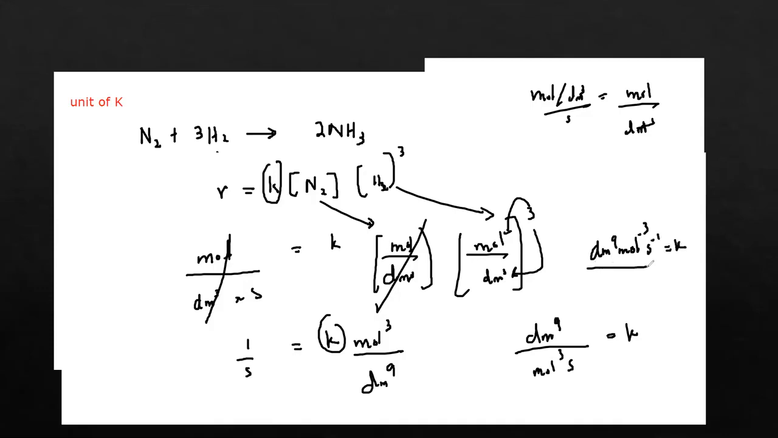Is it clear, the unit of k? So basically the unit of k is not constant or fixed. It depends on the type of reaction and the equation which represents a balanced, complete chemical reaction.